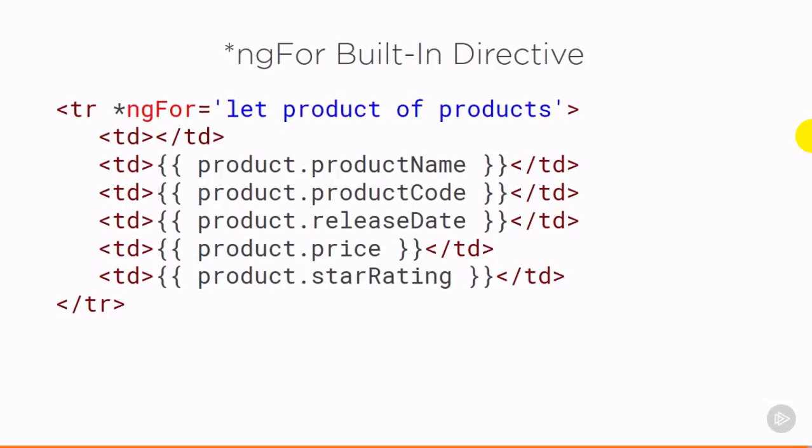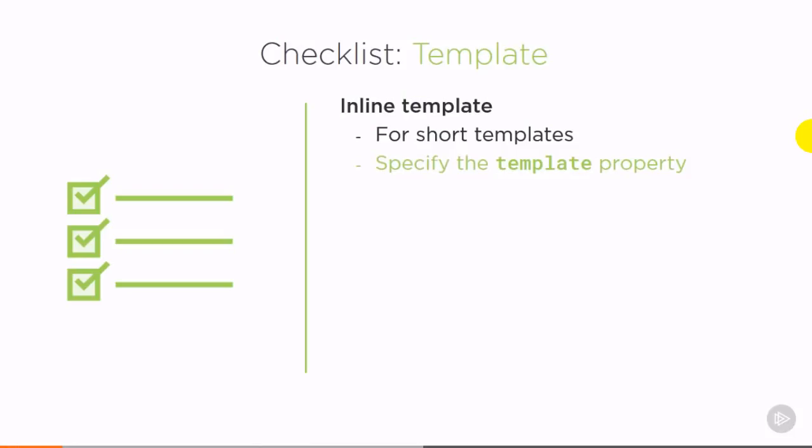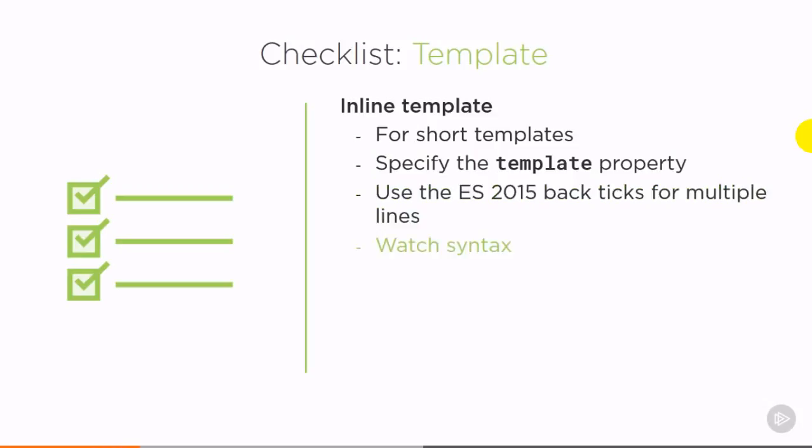Now let's finish up this module with some checklists we can use as we work with templates, interpolation, and directives. Checklists are a great way to recheck our understanding and our work. Let's start with a template. Use an inline template when building shorter templates. Then specify the template property in the component decorator. Use double or single quotes to define the template string, or use the ES 2015 backtick to lay out the HTML on multiple lines. When using inline templates, there is often no design time syntax checking, so pay close attention to the syntax.